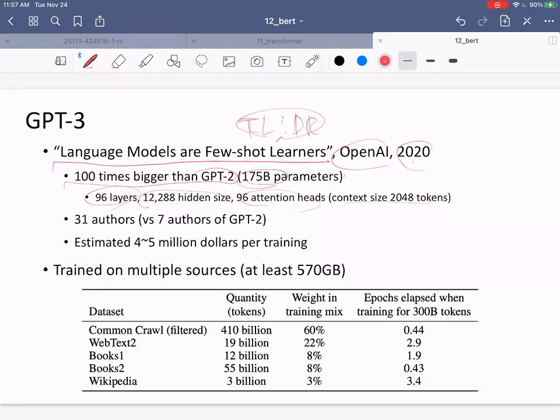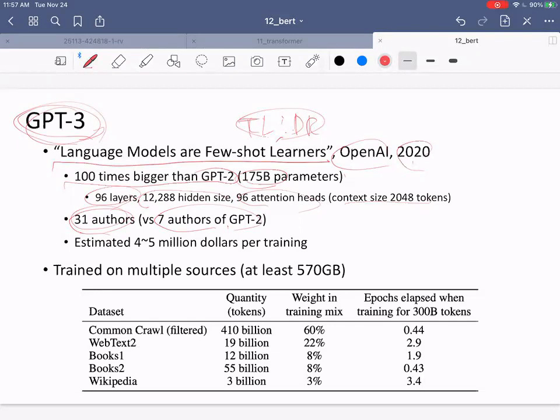All right, and interestingly, GPT-3 is such a large model that the people involved in developing GPT-3 was 31 people instead of 7 people from GPT-2. Because GPT-3 is such a large model, it doesn't fit into a single GPU. So you need to break down a single GPT-3 model into several GPUs, and you need to train it in a distributed fashion. So a lot of engineers were involved in GPT-3.